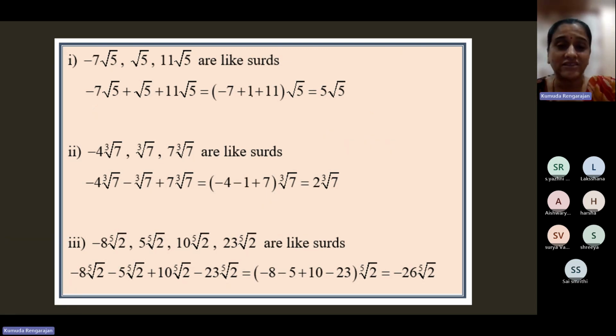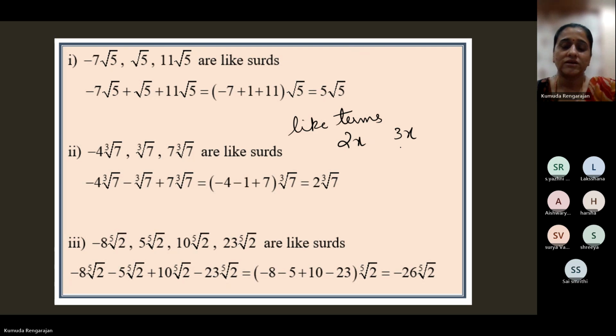Now we'll see what like surds are. Like we have like terms in algebra. 2x and 3x are like terms. You can add or subtract only like terms. If they're unlike, you cannot add or subtract them, but you can multiply or divide them.